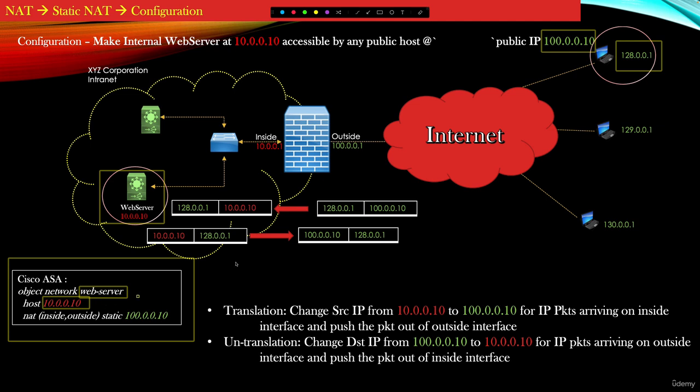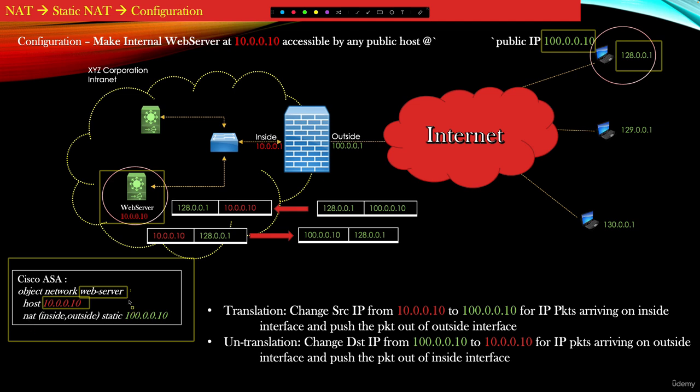Throughout the configuration that I will do on this firewall, if I ever need to use the IP address 10.0.0.10, instead of specifying the IP address, I can specify a human-friendly name, which is nothing but web server. Having said that, the third rule is the rule where I configure the static NAT. We configure the static NAT within the object network itself.